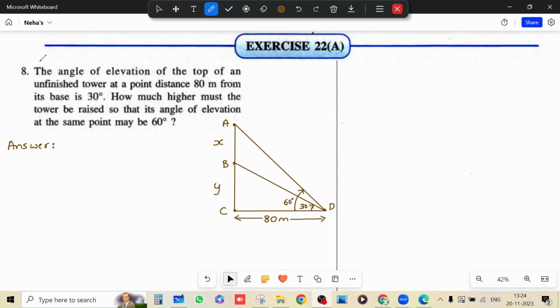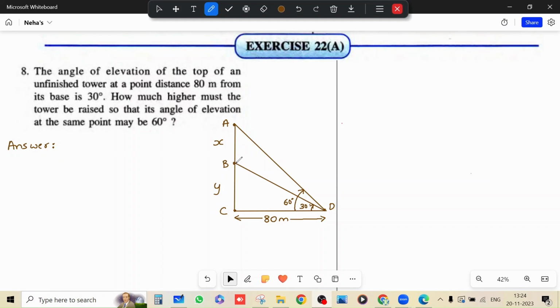Question number 8 is: the angle of elevation of the top of an unfinished tower at a point distance 80 meters from its base is 30 degrees. How much higher must the tower be raised so that its angle of elevation at the same point may be 60 degrees? So let us consider that the tower is made only till the point B.